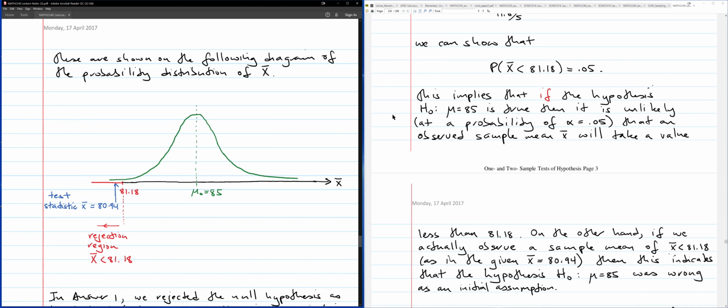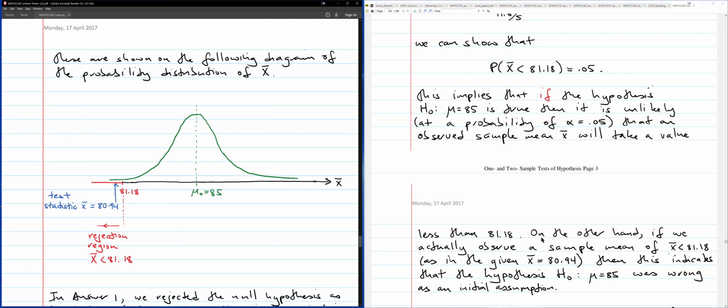Right, okay, and the next way to look at this rejection region is you're looking at this statement over here, and the probability that your big X bar being less than 81.18 is 0.05, right? So what this is saying, as I have stated in the notes, is that if the H0 is true, then you would have 0.05 probability of getting a value in this rejection region, right?